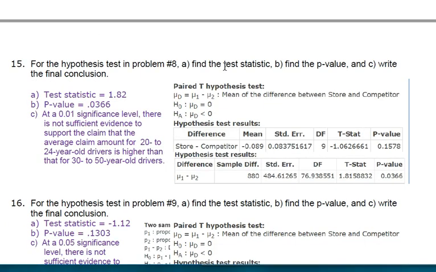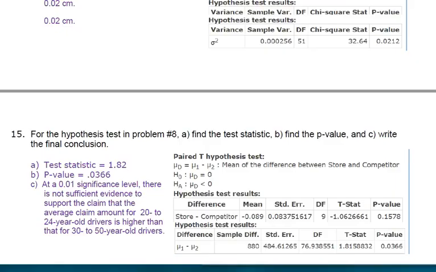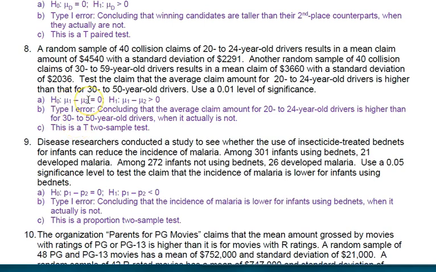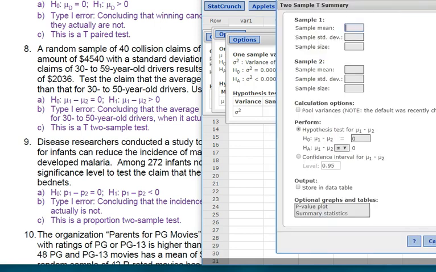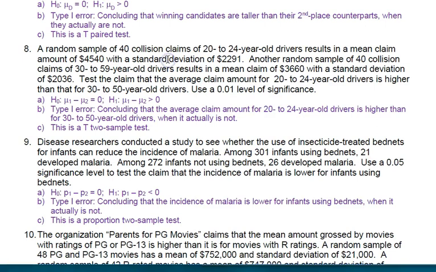For number 15, we're going back to the information in problem number 8. This is the one where we had the test about the two means. So this was a T 2 sample test. In StatCrunch, we're going to do T-stats 2 sample with summary. So it's asking us for two sets of information, the sample mean, standard deviation, and sample size for each of our two samples. And we want to put this in the same order that we had it in the problem.